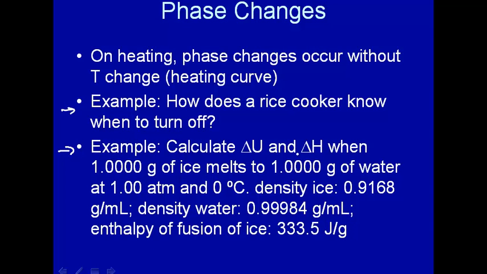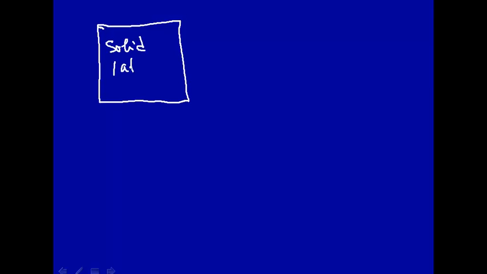Calculate delta U and delta H when 1 gram of ice melts to 1 gram of water at 1 atmosphere and 0 Celsius. And we're given the density of ice, the density of water, and the enthalpy of fusion of ice. Let's draw a picture. Here's our initial state. We have ice, which I'll just denote here as a solid. We said it's at 1 atmosphere. We have 1 gram, and it's at 0 Celsius.